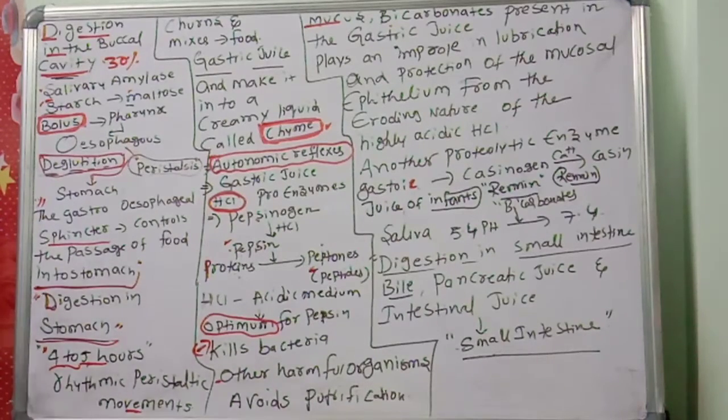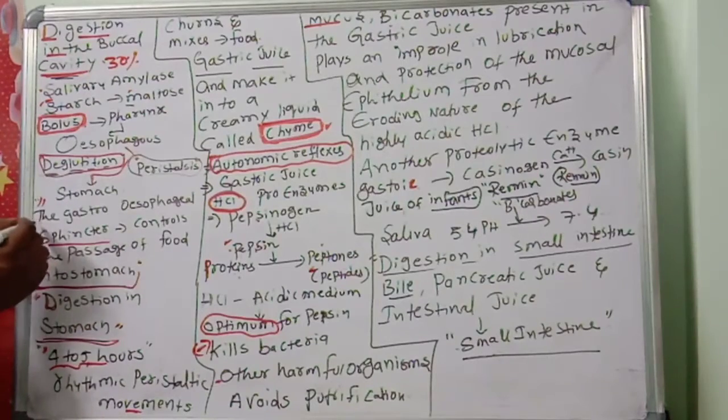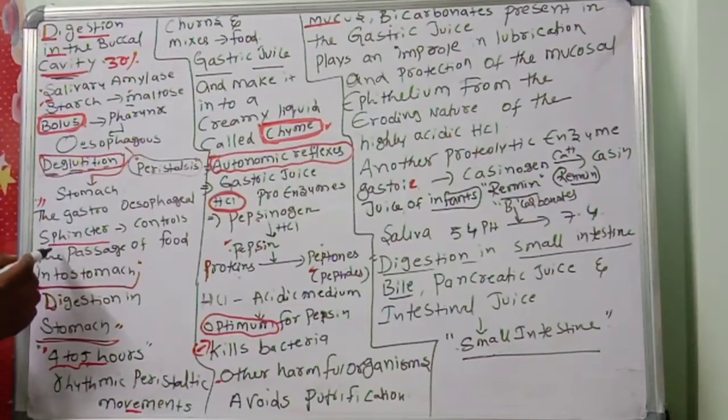So what will happen? When the esophagus reaches the stomach, what will be there? One sphincter will be there. What is that sphincter? The gastroesophageal sphincter. The passage of food into the stomach is regulated by which one? The gastroesophageal sphincter. It controls the food passage into the stomach.